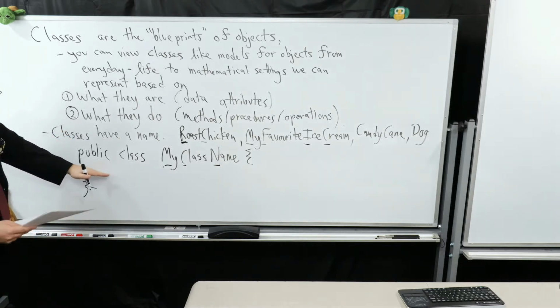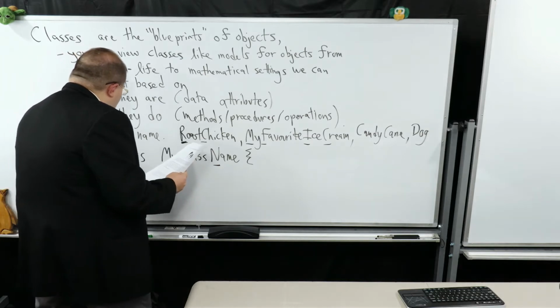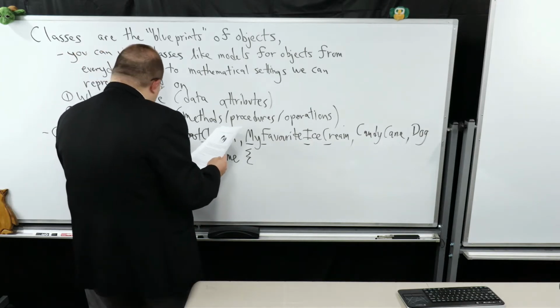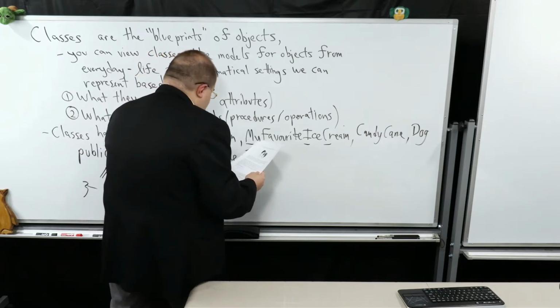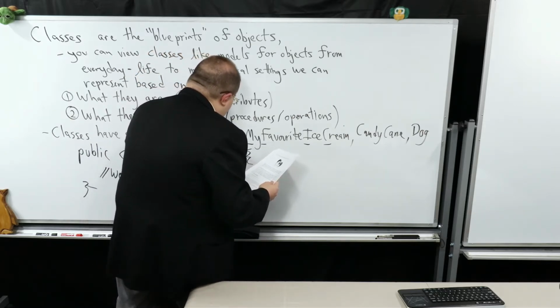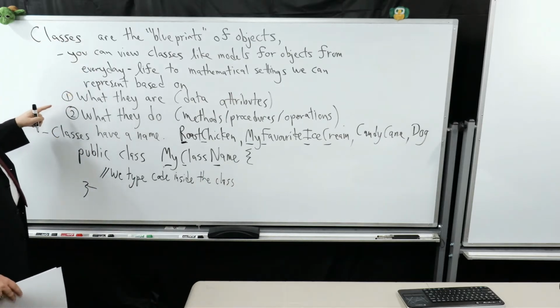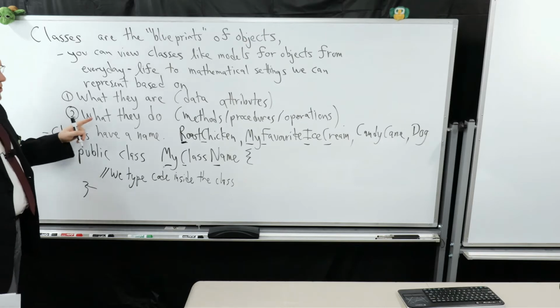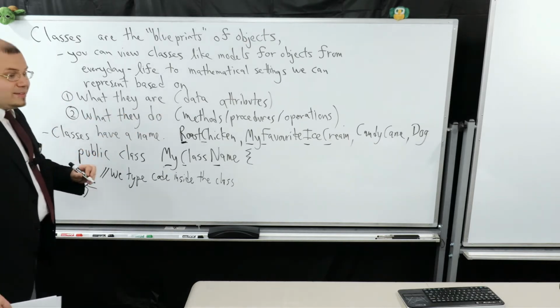And what we will do is, in here, we type code inside the class. So inside of here, we're going to write what they are, so the data attributes, and what they do. So these methods, for example, they're all going to go inside of here, inside this class.